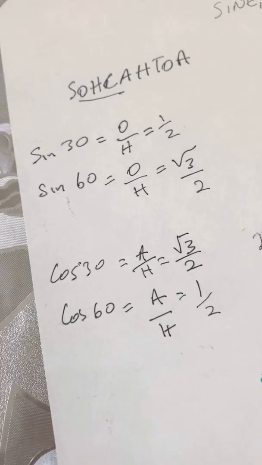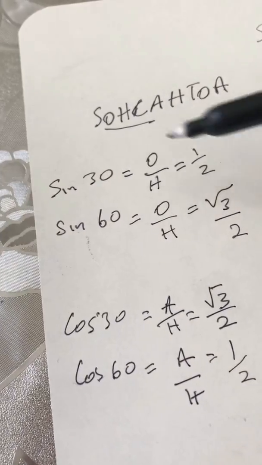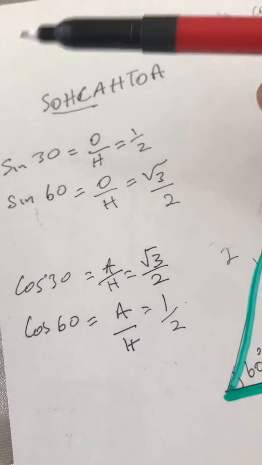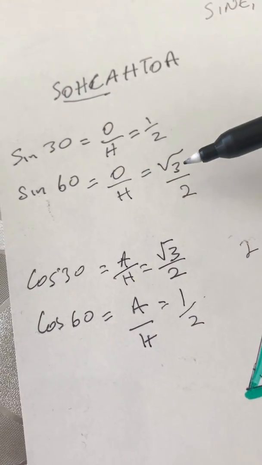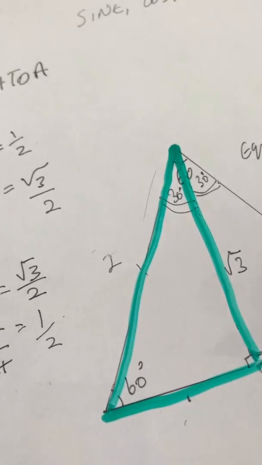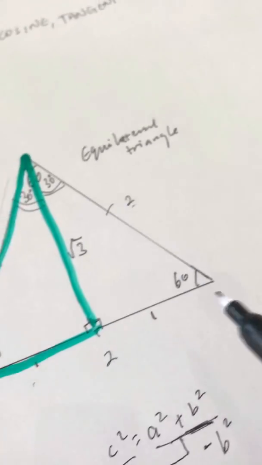Have you noticed something? The sine of 30, which is a half, is the same as the cos of 60, which is a half. And the sine of 60 is square root of 3 over 2. It's the same as the cos of 30, which is square root of 3 over 2. In the exam, I won't do all this. I only did this to show you guys.